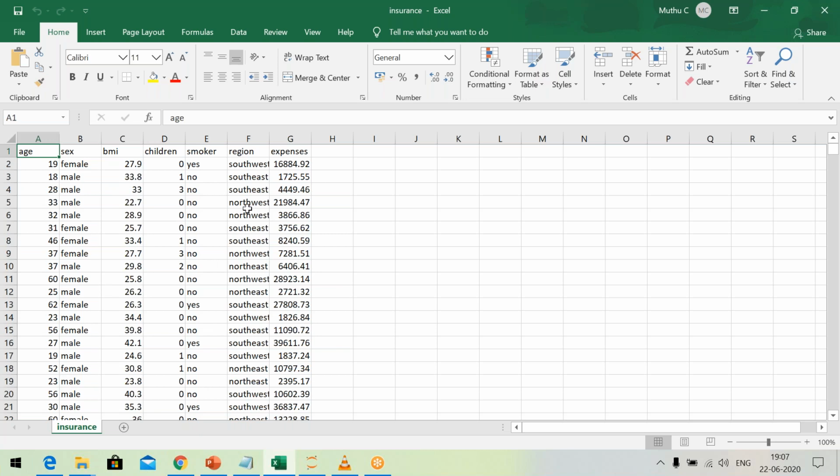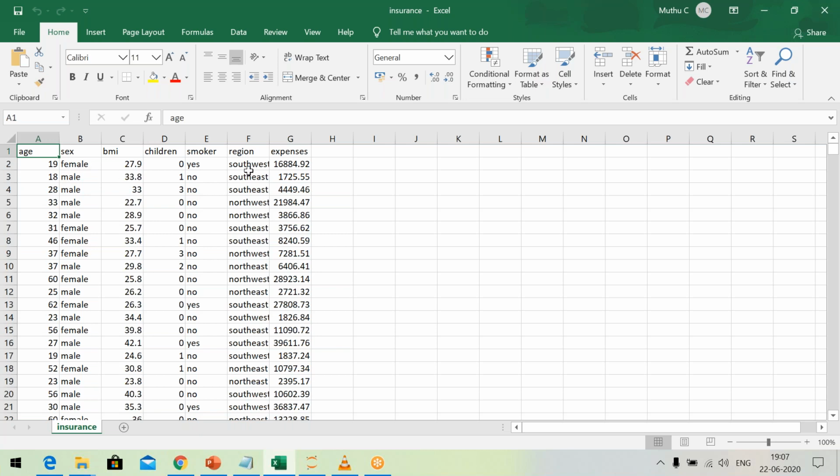So what we are going to do is very simple. Wherever the words yes and no get repeated, whenever the word yes comes, we will replace it by 1. Whenever the word no comes, we will replace it by 0. Whenever the word male comes, we will replace it by 1. Whenever the word female comes, we will substitute it with 0.